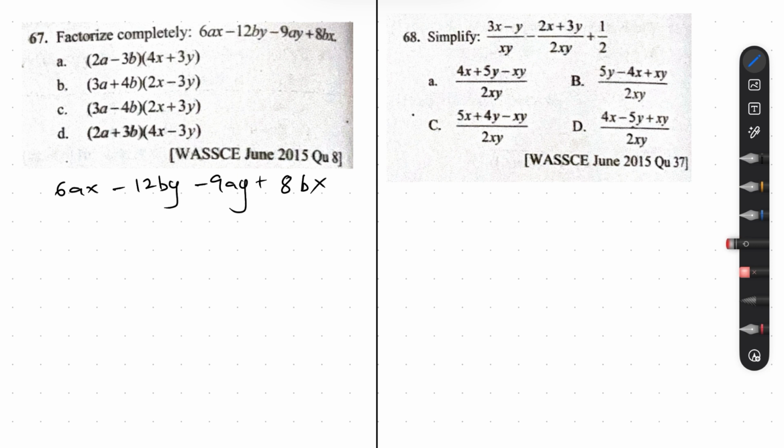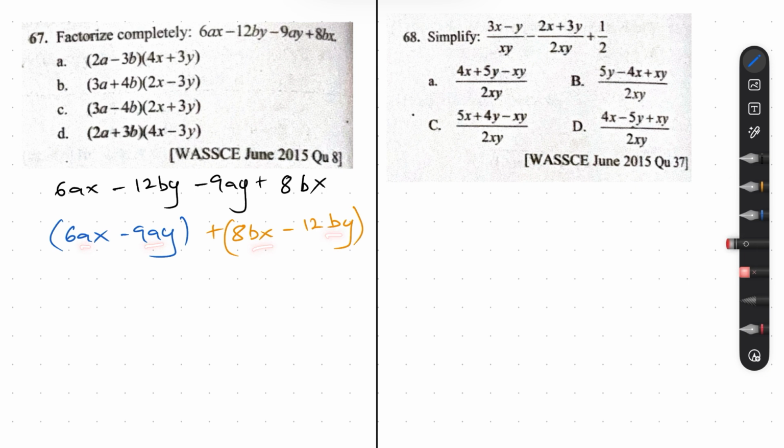Okay, so we can easily factor out. So let's group the a terms together, and also we group the b terms together. So we have 6ax minus 9ay. Then we do the same thing for the b terms. We have 8bx minus 12by. Okay, so now we can easily factor out, because you have common things, a here, b here, b here.